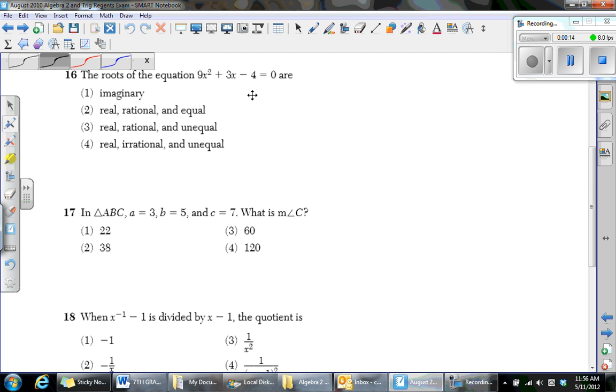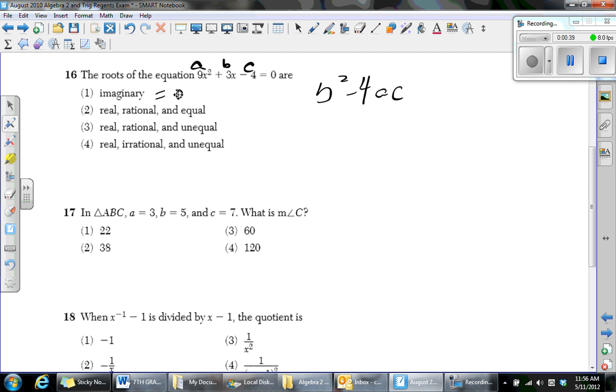Alright, so the roots of the equation. In order to determine the roots, we know that we're going to do the discriminant, which is b squared minus 4ac. And we know this is a, b, and c. We know if we have imaginary, the discriminant is equal to a negative number.